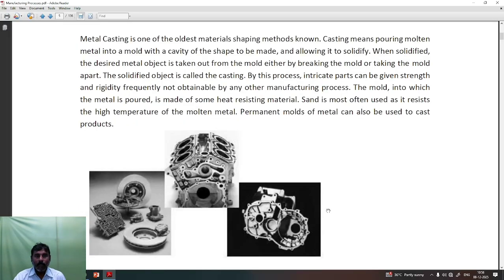So metal casting is one of the oldest material shaping methods. Casting means pouring molten metal into a mold with a cavity of the shape to be made and allowing it to solidify. When solidified, the desired metal object is taken out from the mold either by breaking the mold or taking the mold apart. The solidified object is called the casting. By this process, intricate parts can be given strength and rigidity frequently not obtainable by any other manufacturing process.